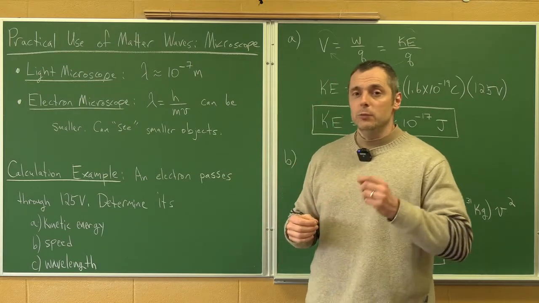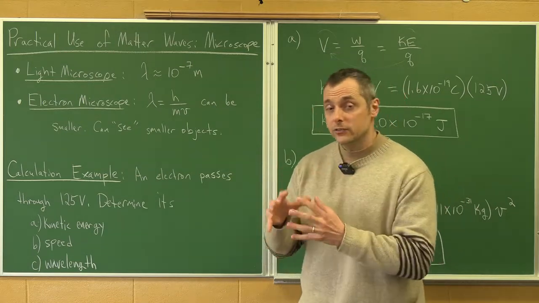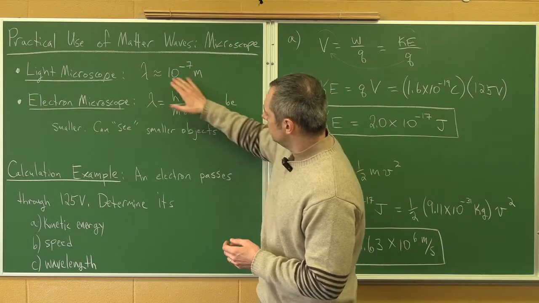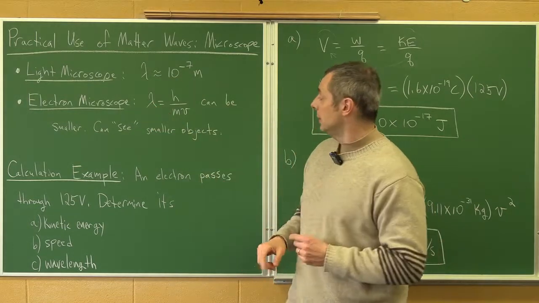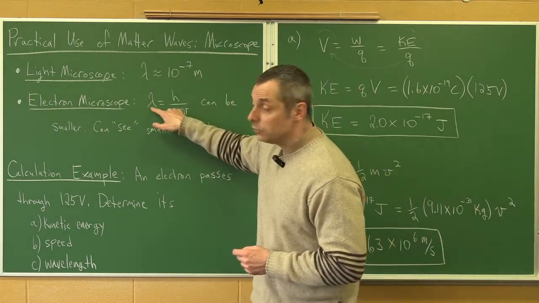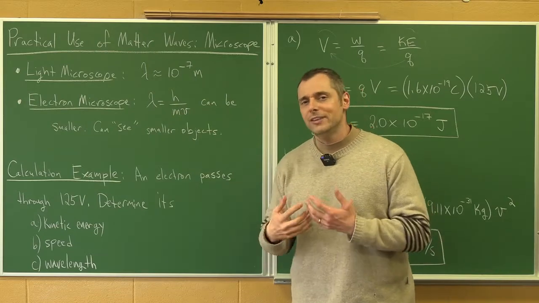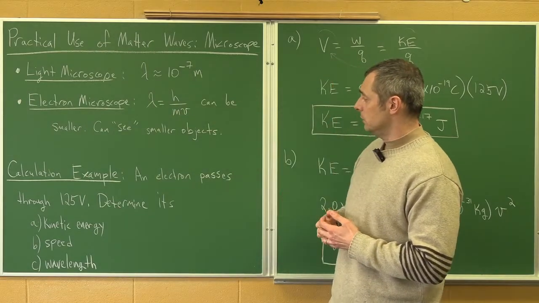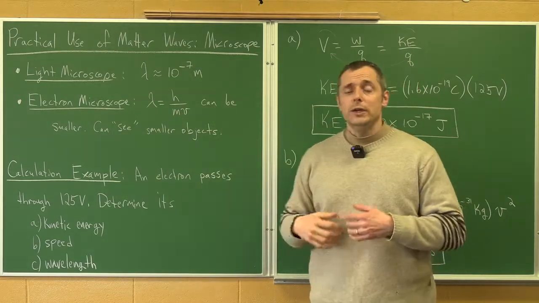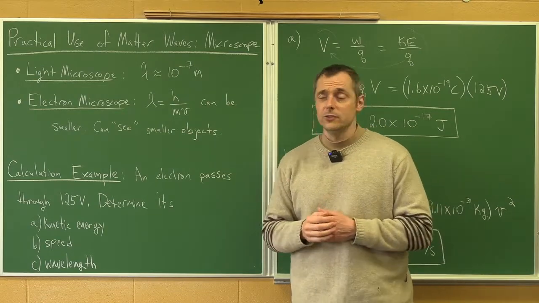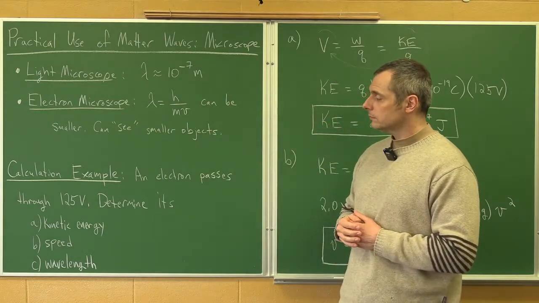So instead of using light, we can use electrons and accelerate them. And as you could see from the de Broglie wavelength that we learned about in the last video, the faster they go, the shorter the wavelength gets. So there's not that limit that we have in the visible light. And as a result, we can see smaller things with the electron microscope.